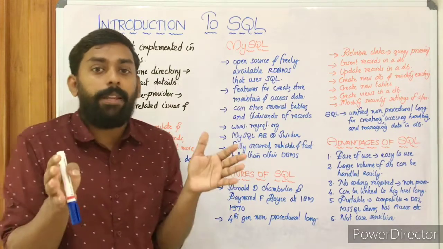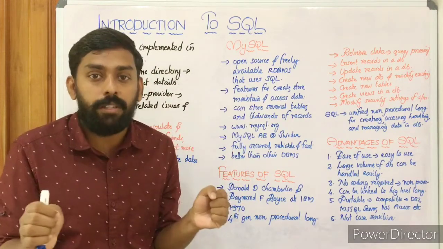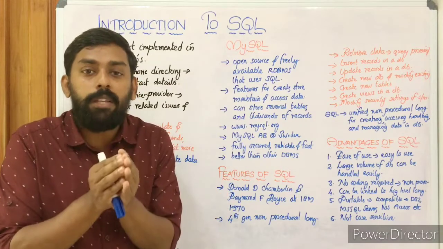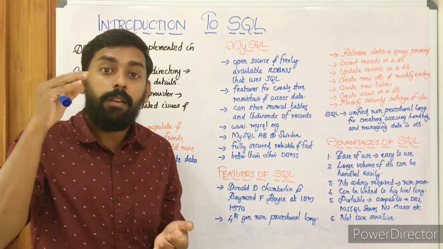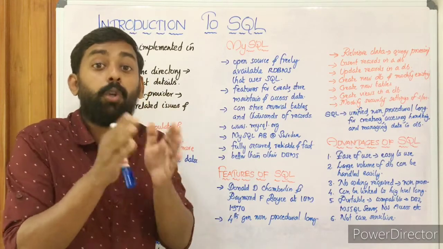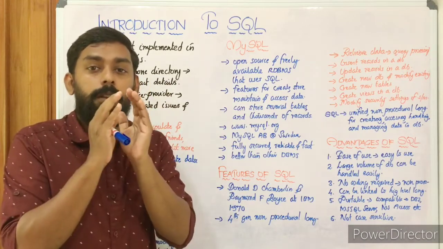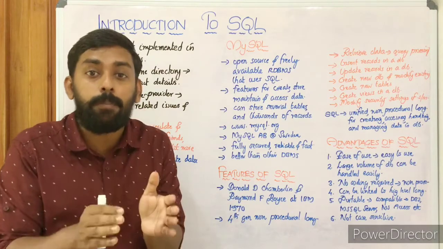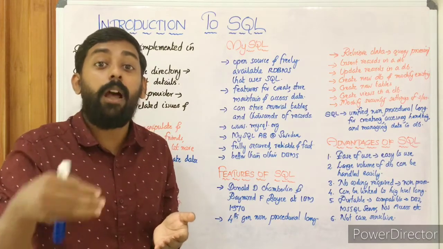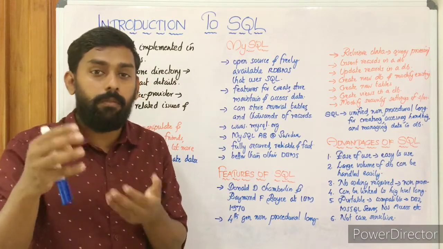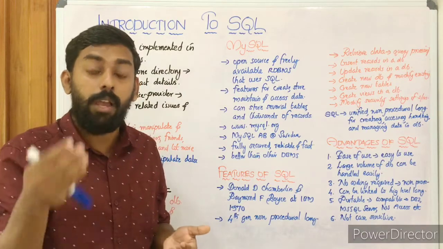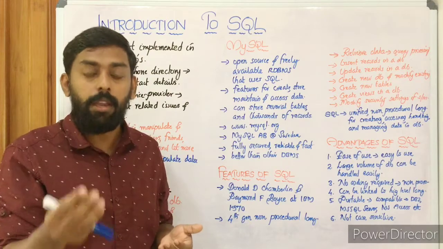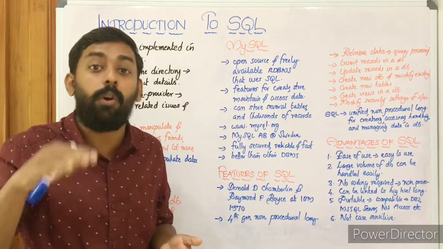Actually, there are two kinds of programming languages, procedural and non-procedural. You know what procedural is? In procedural, we have to specify the procedure. We have two terms, what to get and how to get. In a procedural programming language, we have to specify both what you want to get and how to get the data. You have to code the procedure of getting what you want.